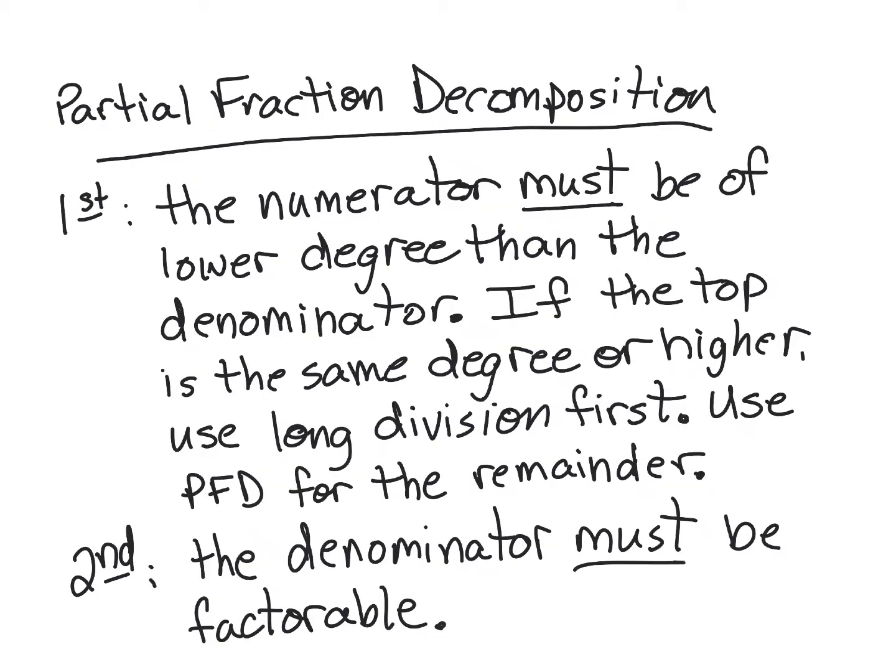So before you get started, there's a few things that you need to check. The first thing, very important, the degree of the numerator must be less than the denominator. In other words, the power has to be bigger on the bottom. If they are the same degree or you have a higher power in the top, then you must use long division first. Once you do that, you're going to end up with a remainder, and on that remainder, you can possibly do partial fraction decomposition. The second thing you have to check, your denominator must be factorable.